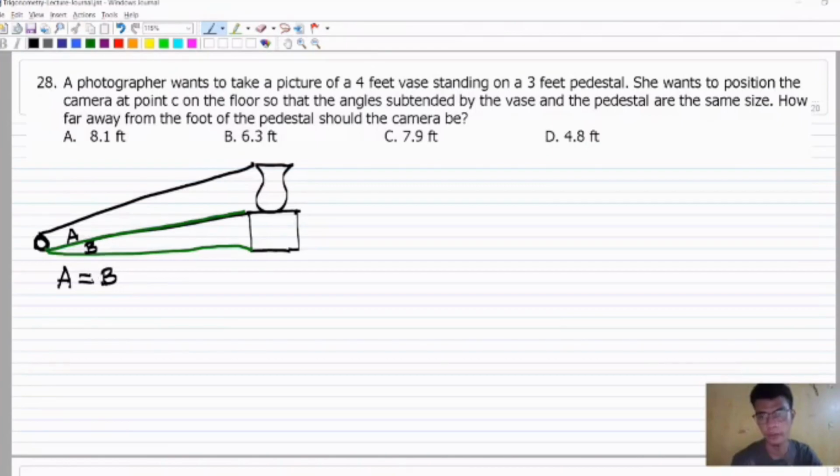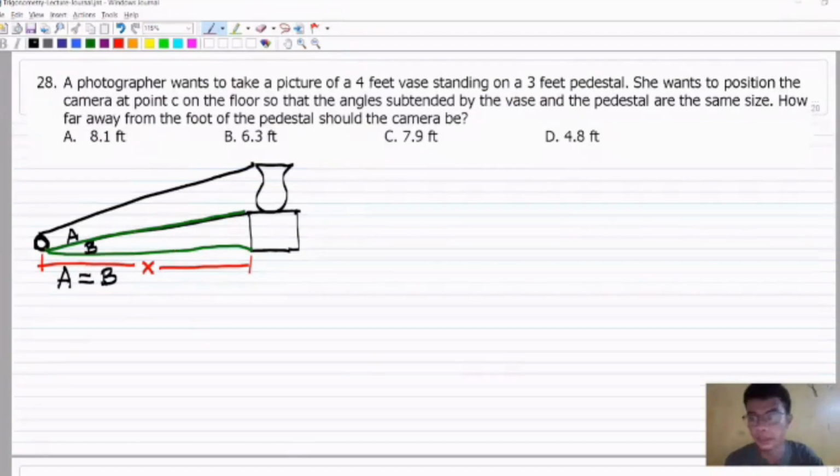So, how far away from the foot of the pedestal should the camera be? So, this is the camera. Gaano kalayo ba siya from the pedestal? Ano daw? What is X? Ano ang gagamitin natin dito? Meron pa tayong kulang sa ating figure. The base is 4 feet while the pedestal is 3 feet.